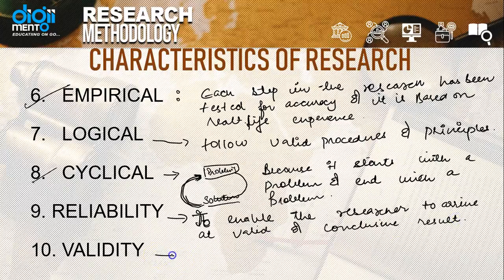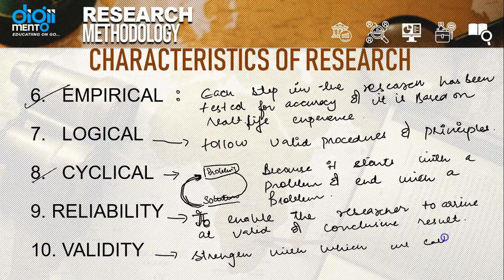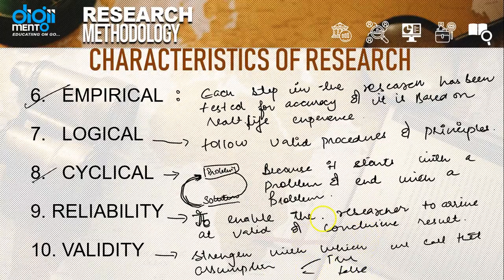Okay. Now the next one is validity. Validity and reliability are correlated, but you can say validity is more important than reliability. So what is validity? Validity is basically the strength with which we call a research conclusion or assumption true or false. It's a strength with which we say whether our assumption is true or false, our conclusion is true or false, like this.